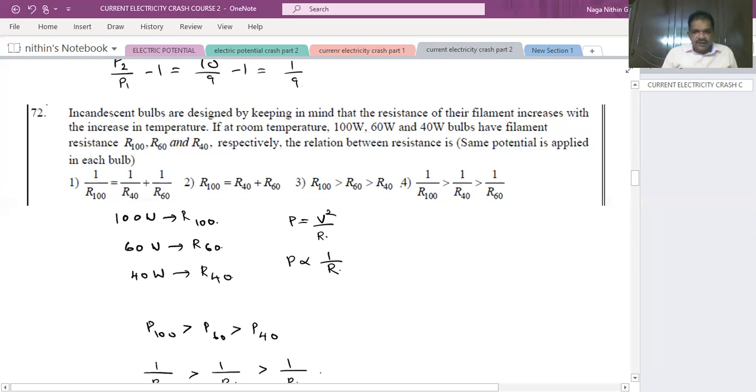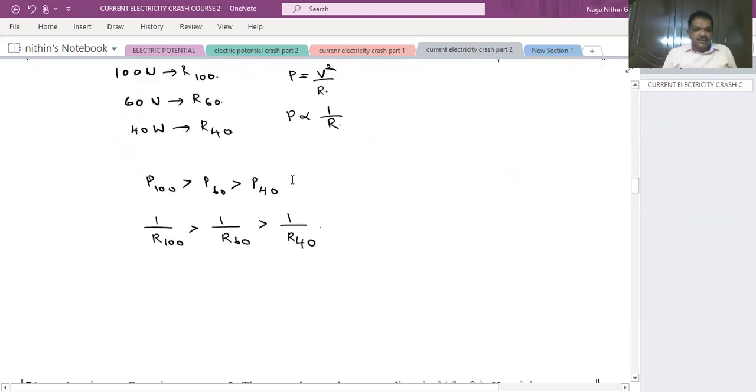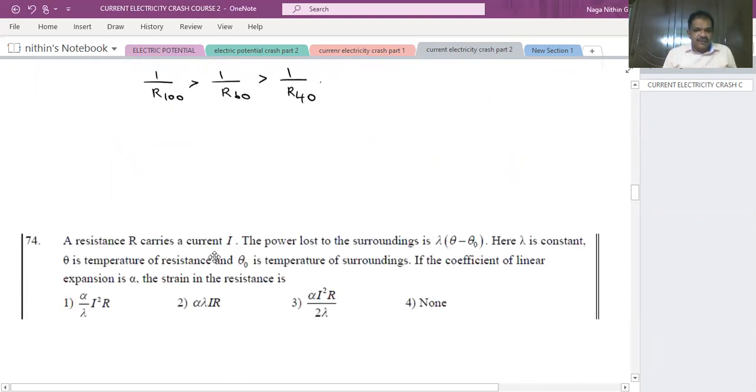So this is the answer for it. 1 by R100 greater than 1 by R60 greater than 1 by R40, so R100 is the smallest, then R60, then R40. That is the power. Next.